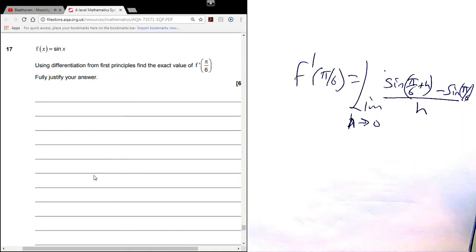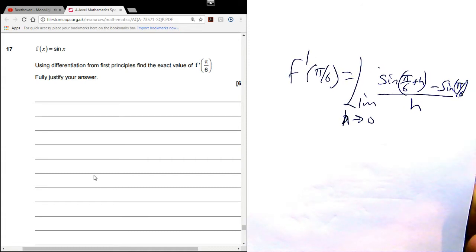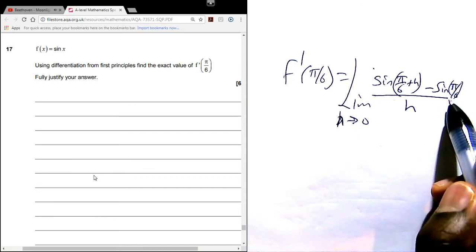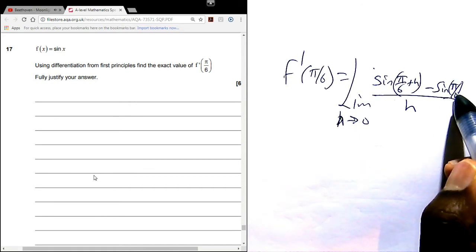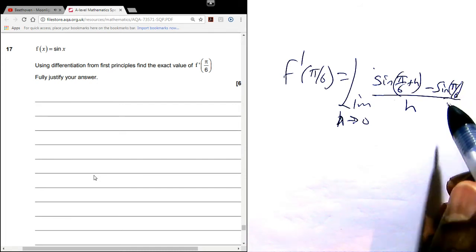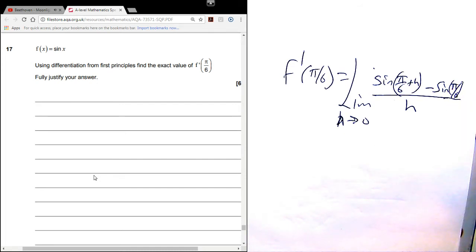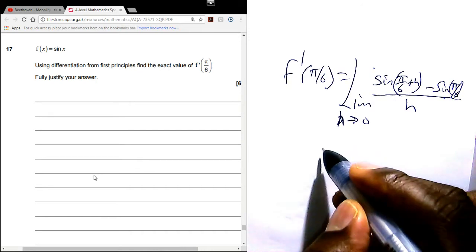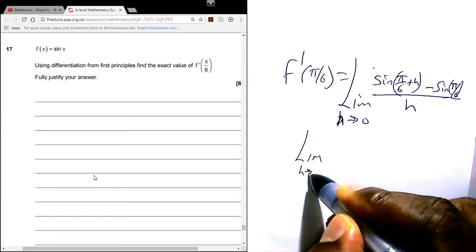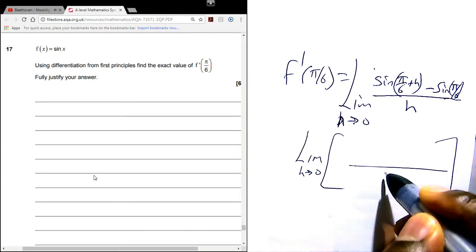over h. Okay, there is so much I wish to tell you right now about this question. There are too many things to apply, and you would notice it's so easy. Sine pi over 6, you can check that on the calculator. You'll get a number for that. Sine pi over 6, pi over 6 is 30 degrees, that's 1 over 2. So we have to do the limit as h tends to 0 of something over h.